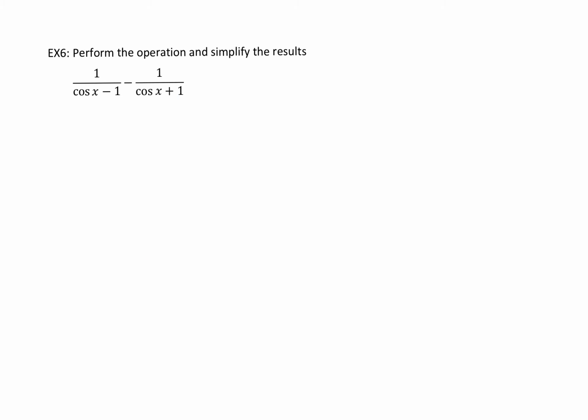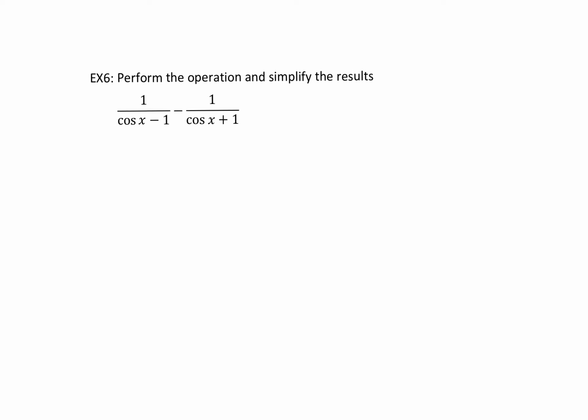In number 6, it says perform the operation and then simplify the results. So the operation here is subtraction of fractions. And whenever we work with fractions, we need a common denominator. So remember the cosine of x minus 1, this is one piece. And the cosine of x plus 1, that's one piece. So if I wanted to find a common denominator, that would actually be cosine x minus 1 times cosine x plus 1.